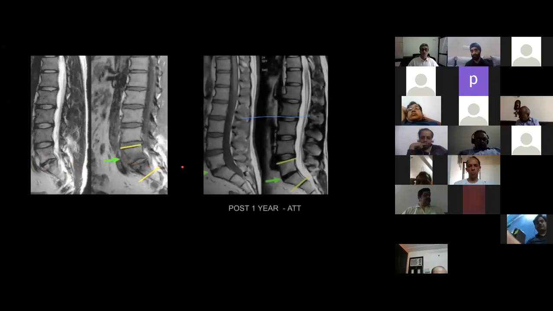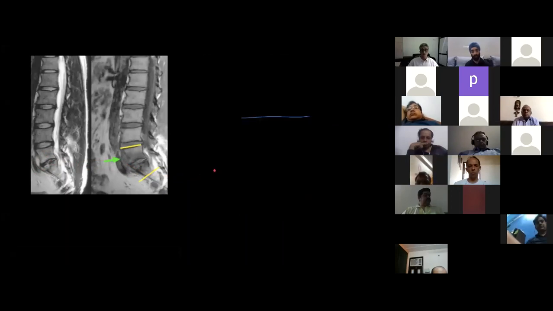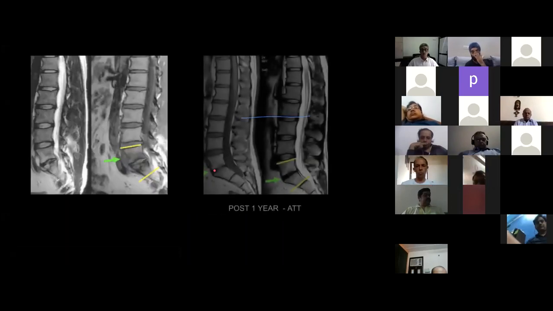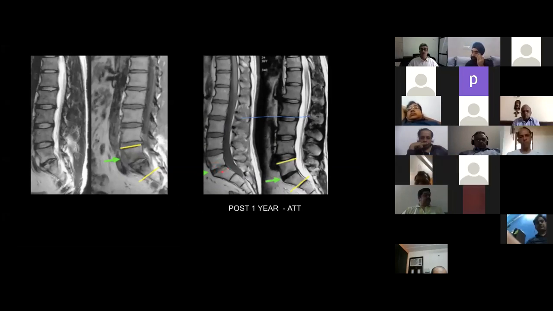So 1 year of ATT was given to this patient and the scan was repeated. We can see there is resolution of the prevertebral abscess. There is no prevertebral abscess. There is resolution of the marrow edema. And a very important point is that there is fatty replacement of the marrow on T1WI, which is a very important finding. We usually look for this.